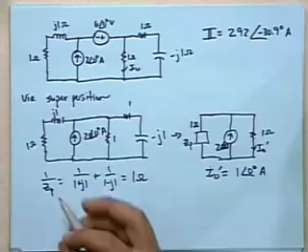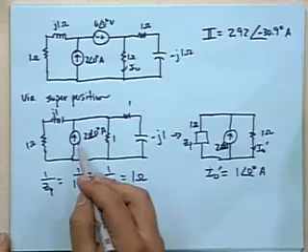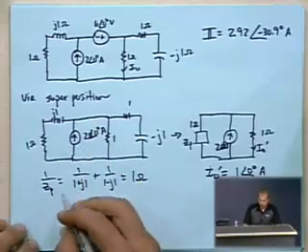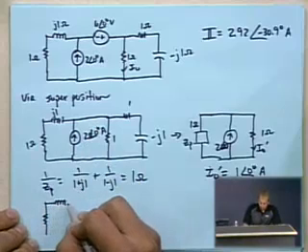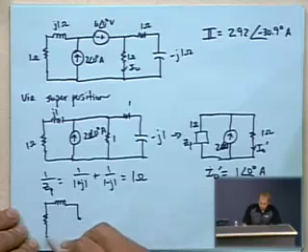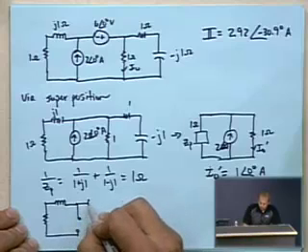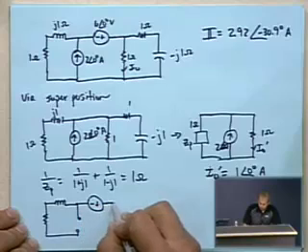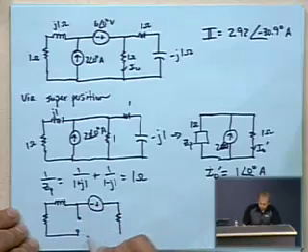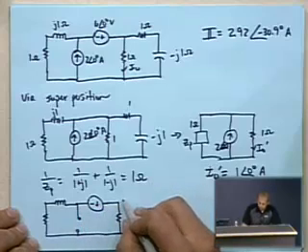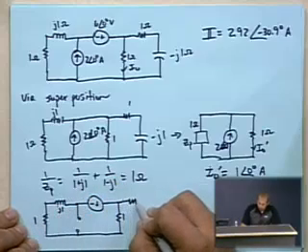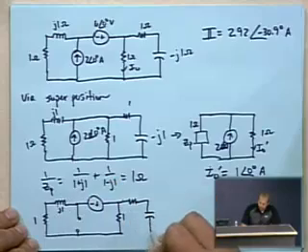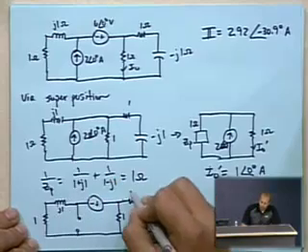Now we take a look at it by opening up the current source, reinserting the voltage source. We've got the 1 ohm resistor, the inductor, that's opened. Voltage source, minus plus. The 1 ohm resistor, j1, 1, 1, negative j1.